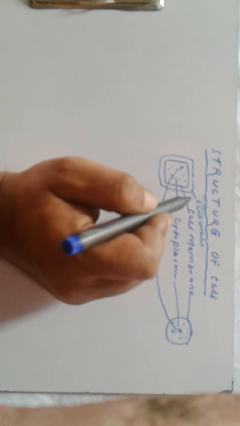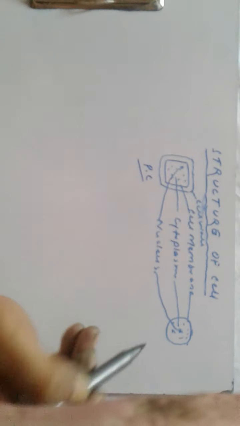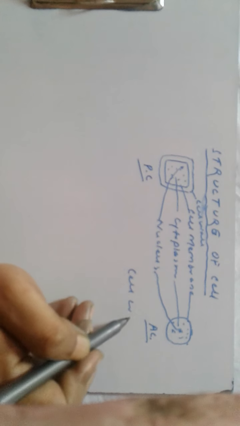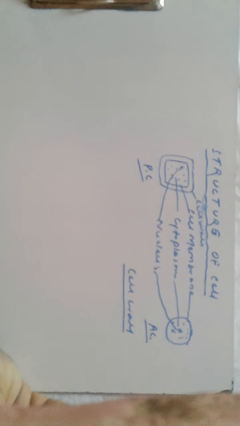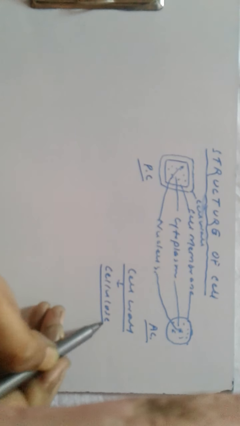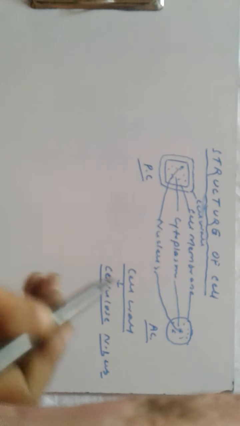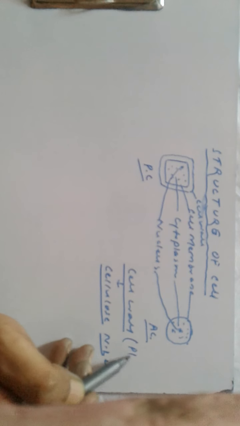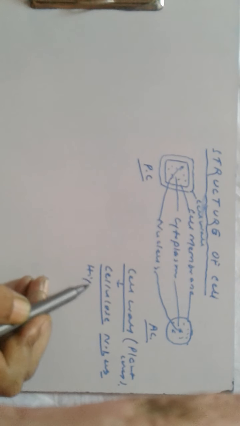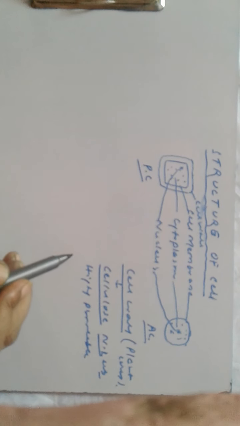So let us discuss that additional layer called cell wall in plant cell first. This is an animal cell and that is a plant cell. Cell wall is mainly composed of cellulose. What is cellulose? It is a non-living substance. Cell walls are only found in plant cells. It is highly permeable, and what is its function?